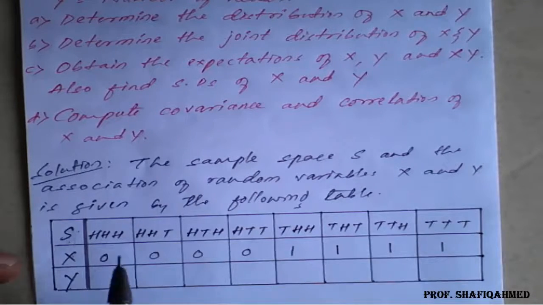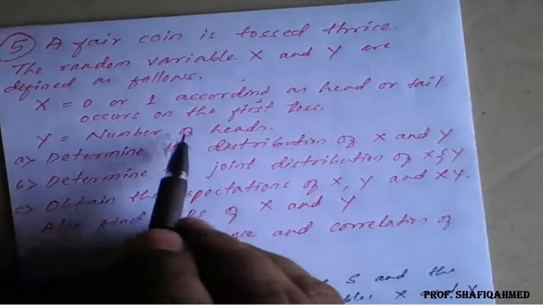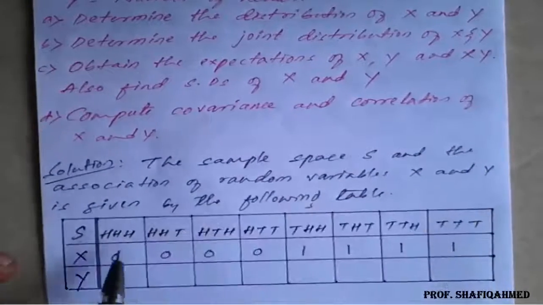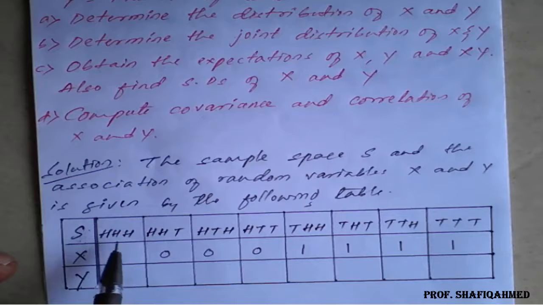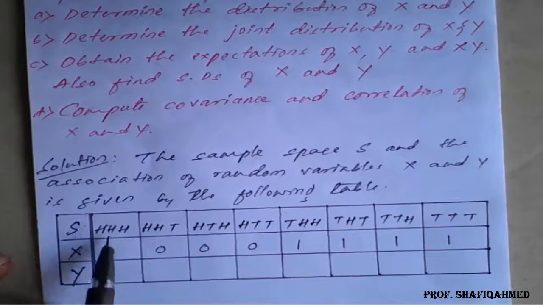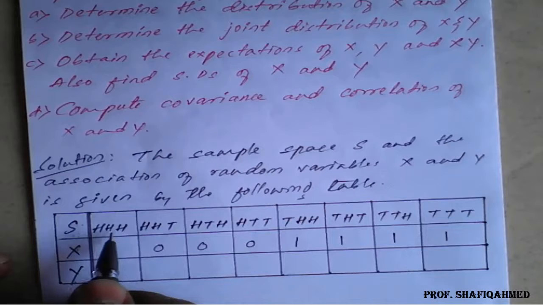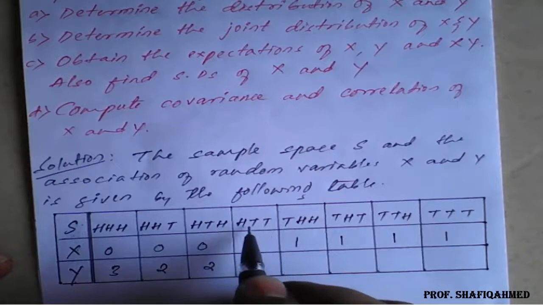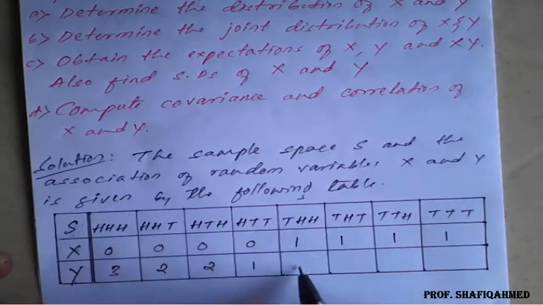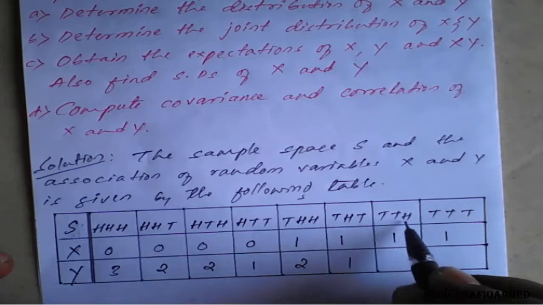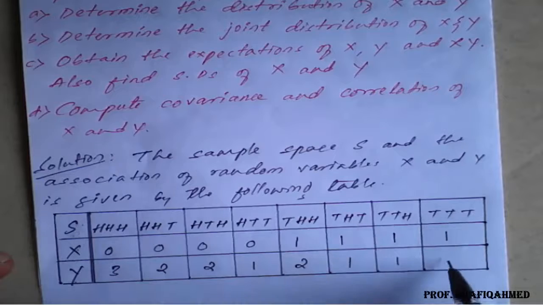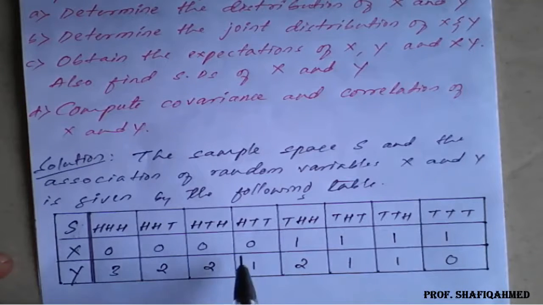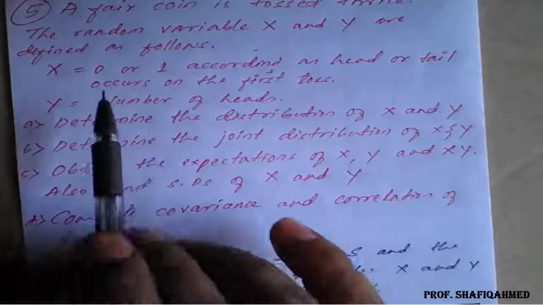Now what does Y say? Y is the number of heads in the tosses. The coin is tossed 3 times, so how many heads are there? 1, 2, 3, so write 3. Then 2 heads, write 2; 2 heads, write 2; then only 1 head, write 1; 2 heads, write 2; 1 head, write 1; 1 head, write 1; no head, 0. So this is the table according to the given instructions.